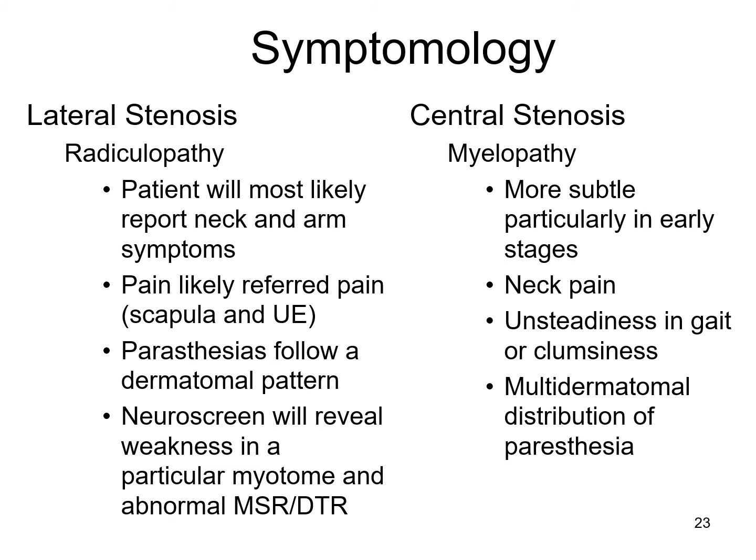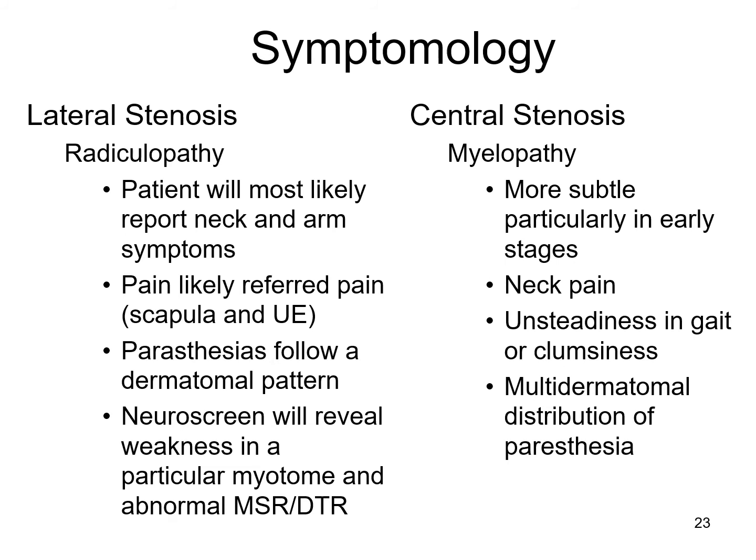In fact, because a certain aspect of the cord controls proprioception and kinesthetic awareness, the first symptom may be unsteadiness with gait, or potentially some clumsiness in the hands, because now we could potentially see sensory changes in multiple dermatomes.